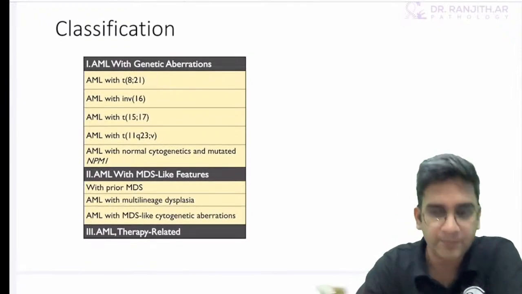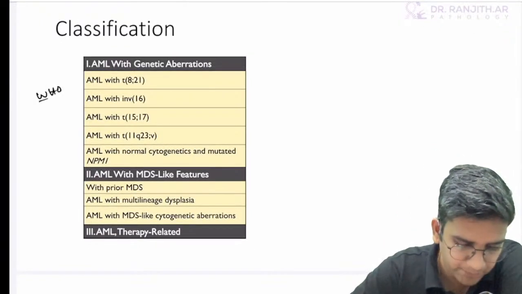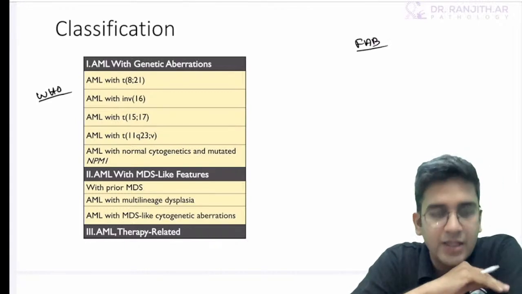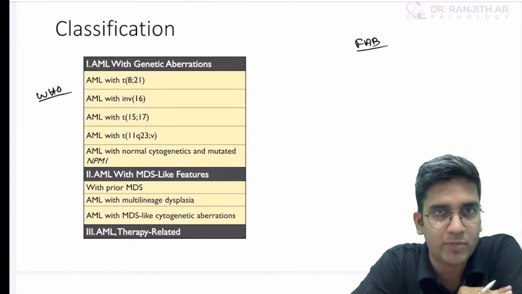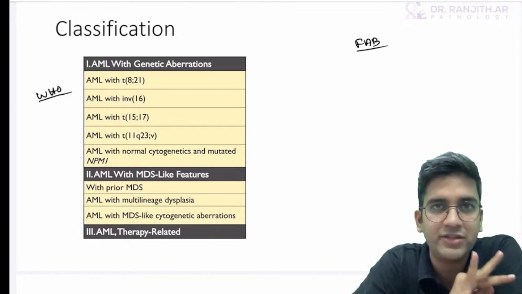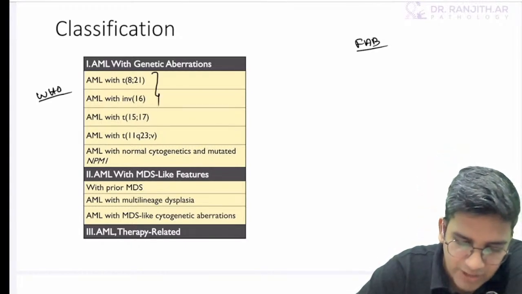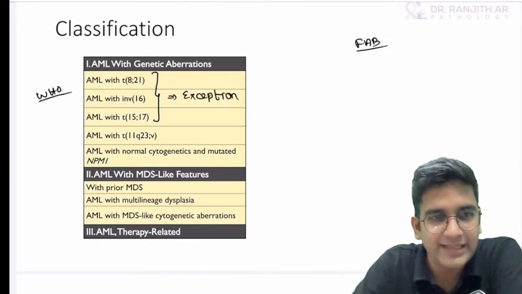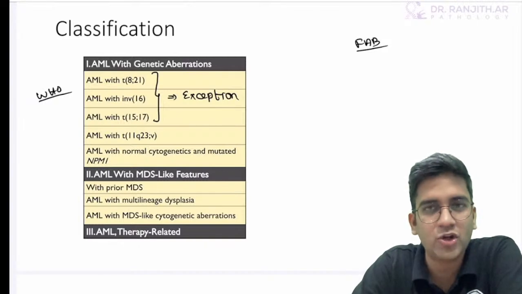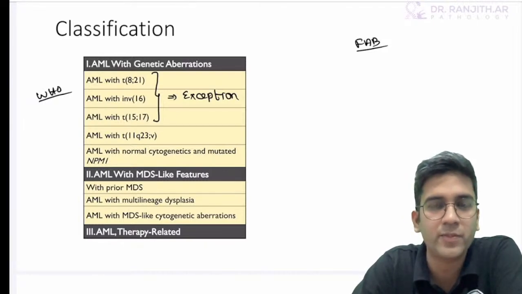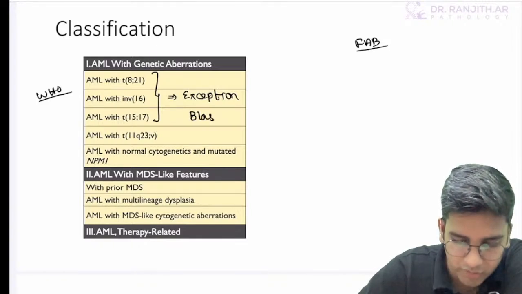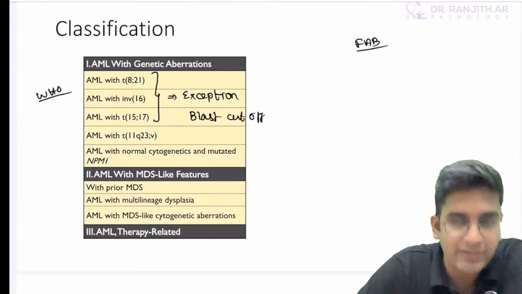So we have classified AML. This is based on the new WHO classification. If you want, write the FAB classification sideways also, right? We have AML with recurrent cytogenetic abnormalities: t(8;21), inversion 16, t(15;17). These three are very unique and specific, because these three are actually exceptions for what? We have read this. If you have either t(8;21), inversion 16 or translocation 15;17, it's an exception for the blast cutoff.